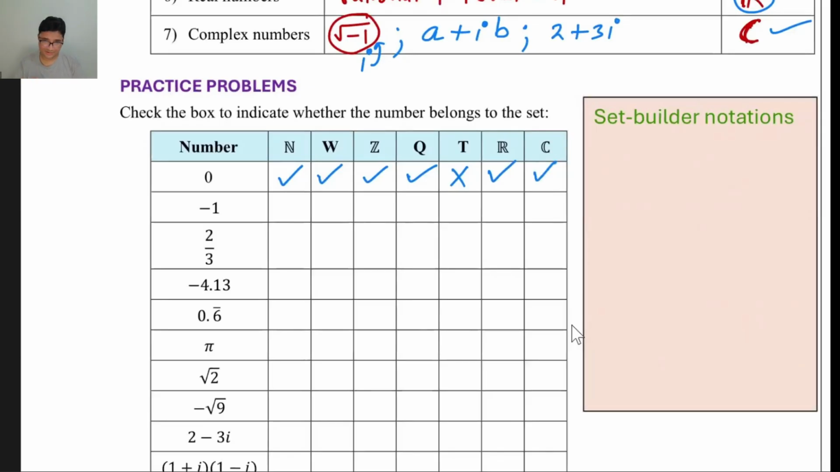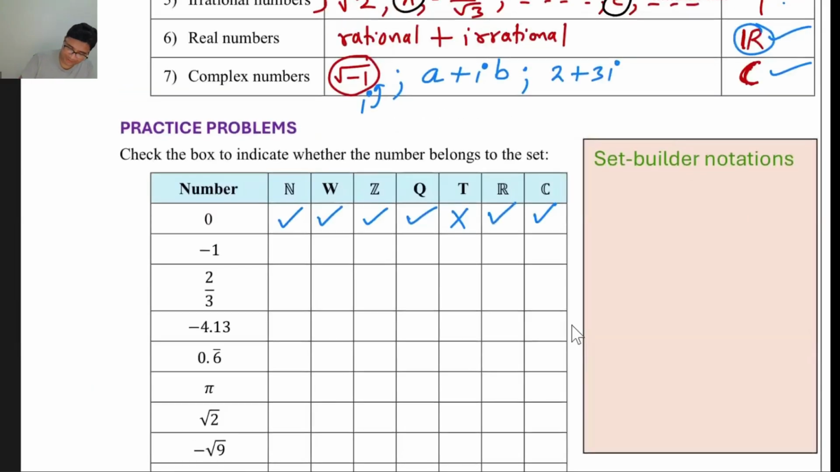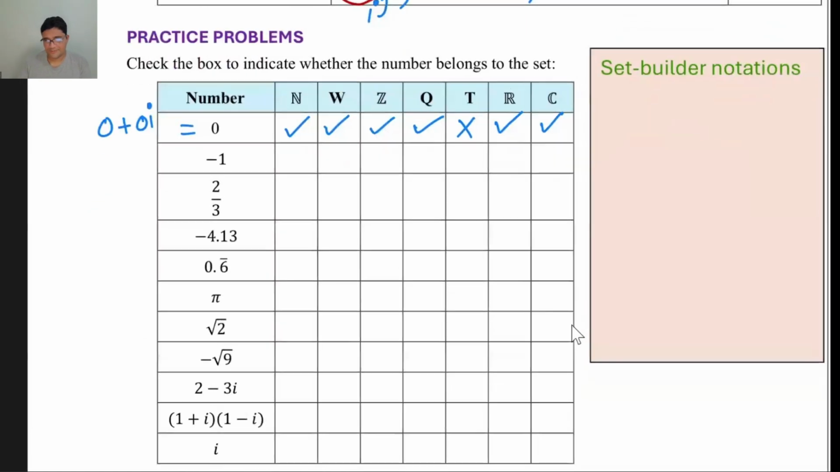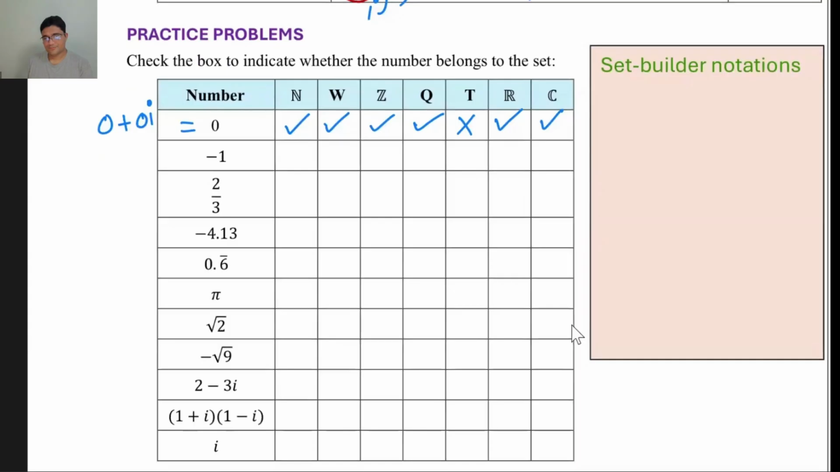Even the real number 0 is a complex number, because you can write this 0 as 0 plus 0i. I said we can write a complex number as a plus ib, so you can write it as 0 plus 0i. So in that sense, it is a complex number, and that is true with every number.